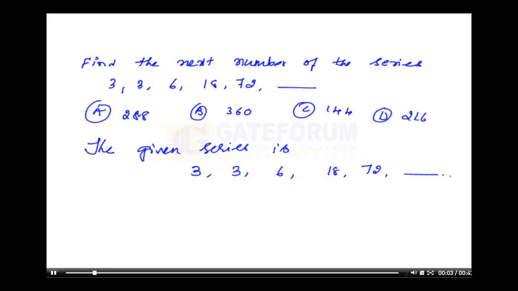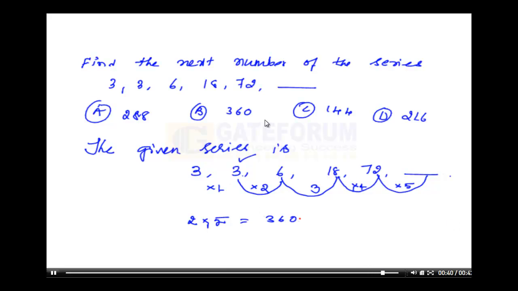To find the next number of the series. The series is 3, 3, 6, 18, 72. Now, looking at the first known numbers, that is 3 and 3. If I multiply the first term, that is 3, by 1, we'll obtain this 3. Now, if I multiply the second term, that is 3, by 2, we'll obtain 6. Now, look into the relation between 6 and 18. So, it is 6 into 3. Next will be into 4. So, obviously, the next will be into 5. So, the required number is 72 into 5, which is nothing but 360.